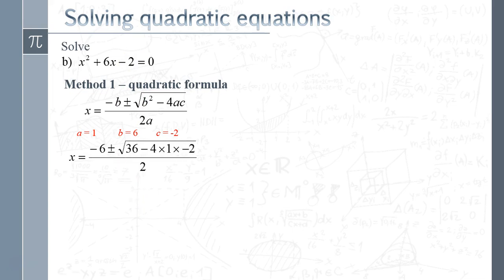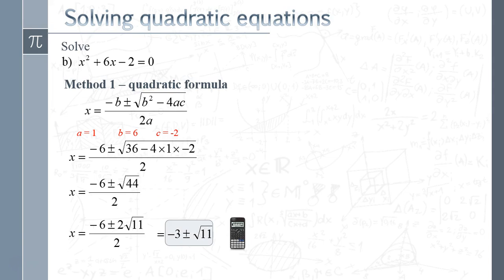Plug those in. And when I do this, I always tend to just write down this b squared as, in this case, 6 squared is 36, rather than writing it down as 6 squared. That's just my personal preference. Bit of tidying up, and there we go. We've got our answer, x equals minus 6 plus or minus 2 root 11 over 2. And that, just do the divide by 2, and you end up with the answer minus 3 plus or minus root 11.